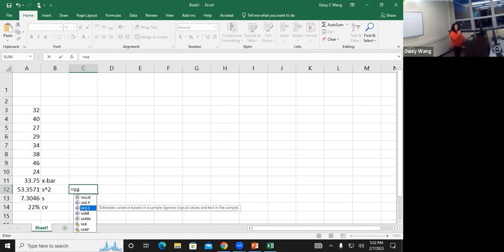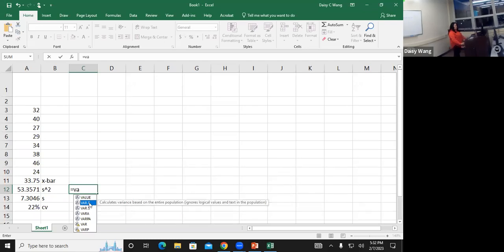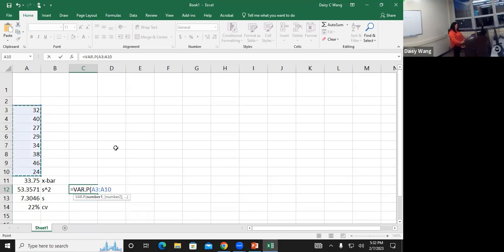So we select this one. The only difference is, remember, population is divided by N, while sample is divided by N minus 1. So for the population one, the number will be smaller. Let me show you. If I use this and select the same thing, now they divide by N, not N minus 1. So this number will be smaller.